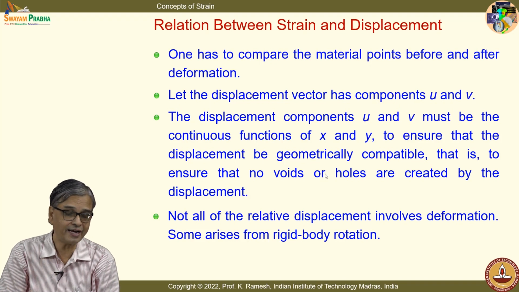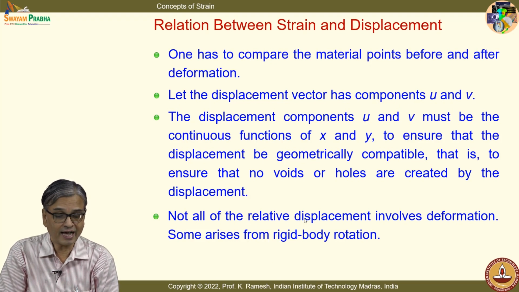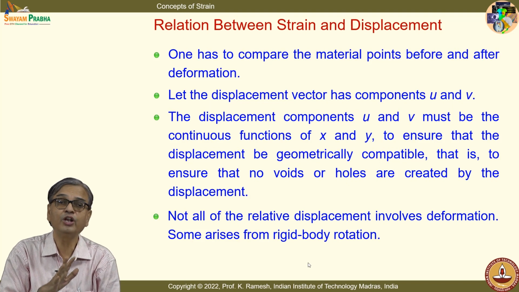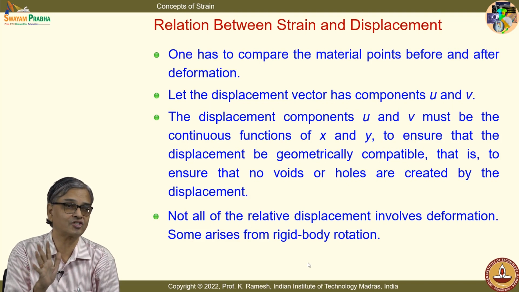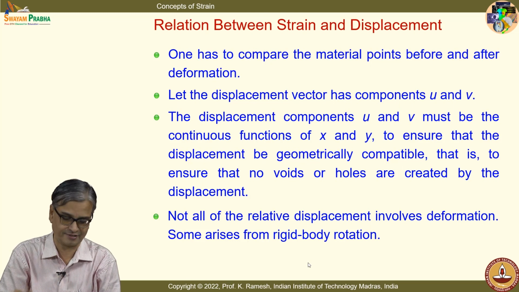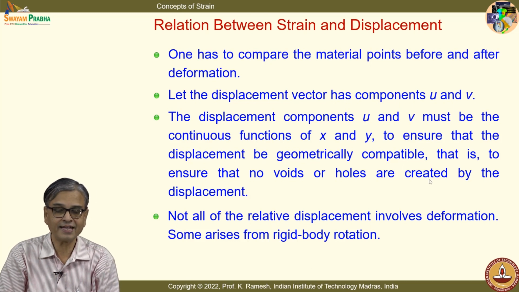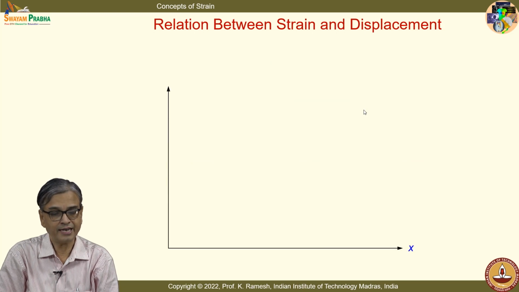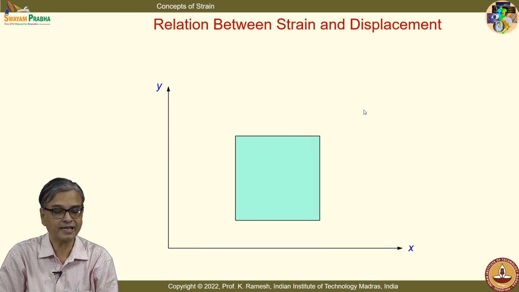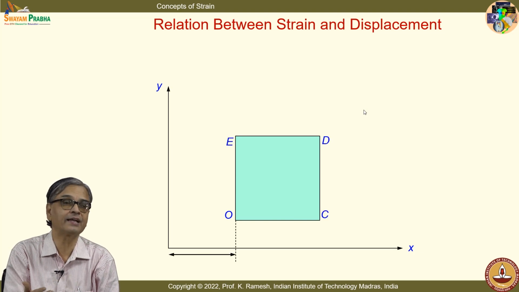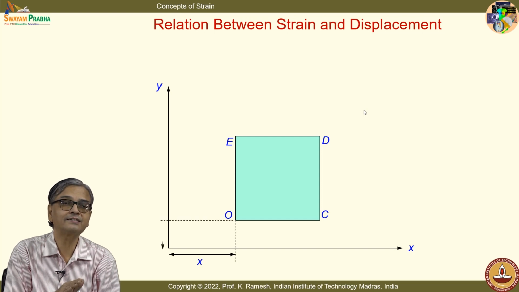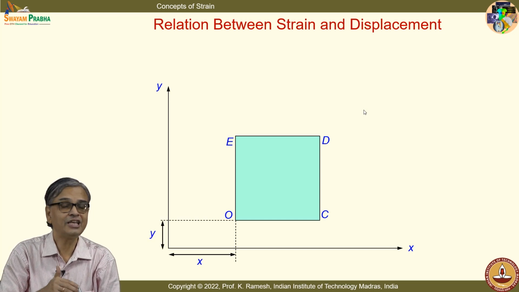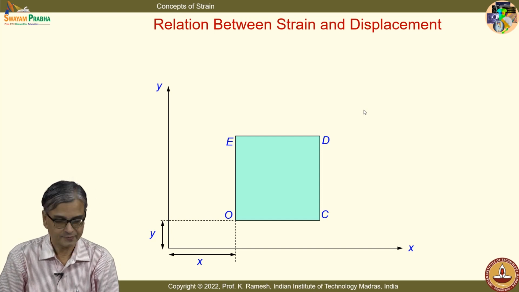A relative displacement that arises from rigid body rotation will not contribute to strain. This we will understand in stages. Now, I have a displacement field, and I take a simple element which we have taken as delta x and delta y, and after applying a deformation, this gets distorted. Let each of these points have some displacement vector.